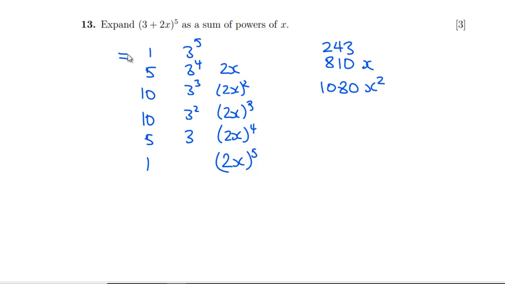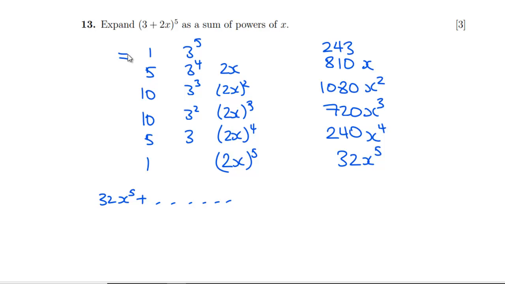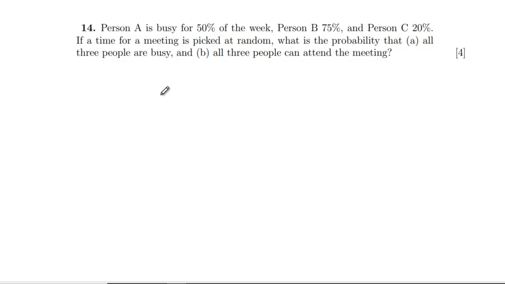Then we're going to have 90 times 8, which is 720 x cubed. Then we've got 16 times 15, so that's 240 x to the 4. And then we've got 32 at the end for x to the 5. So just write that out, 32 x to the 5 plus, all the way along, and then you've got your answer. All right, not bad. A lot of work for 3 marks, but it's easy work.